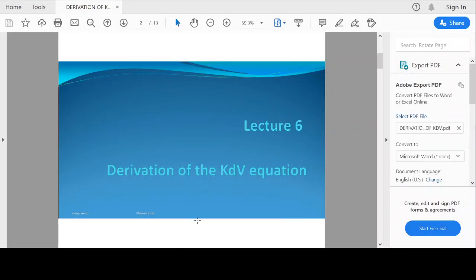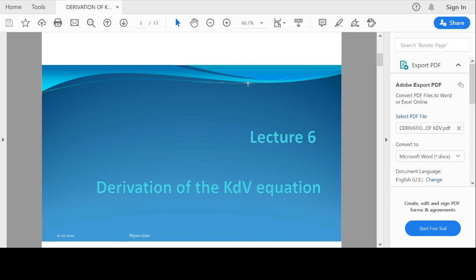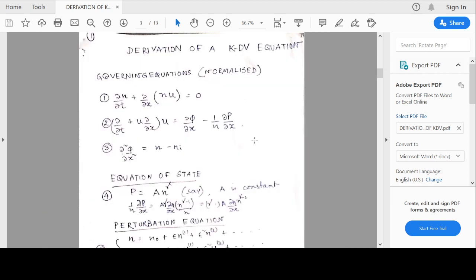Good evening, everyone. Today we are on the fifth day of our workshop and with the sixth lecture, how to derive the KdV equation.